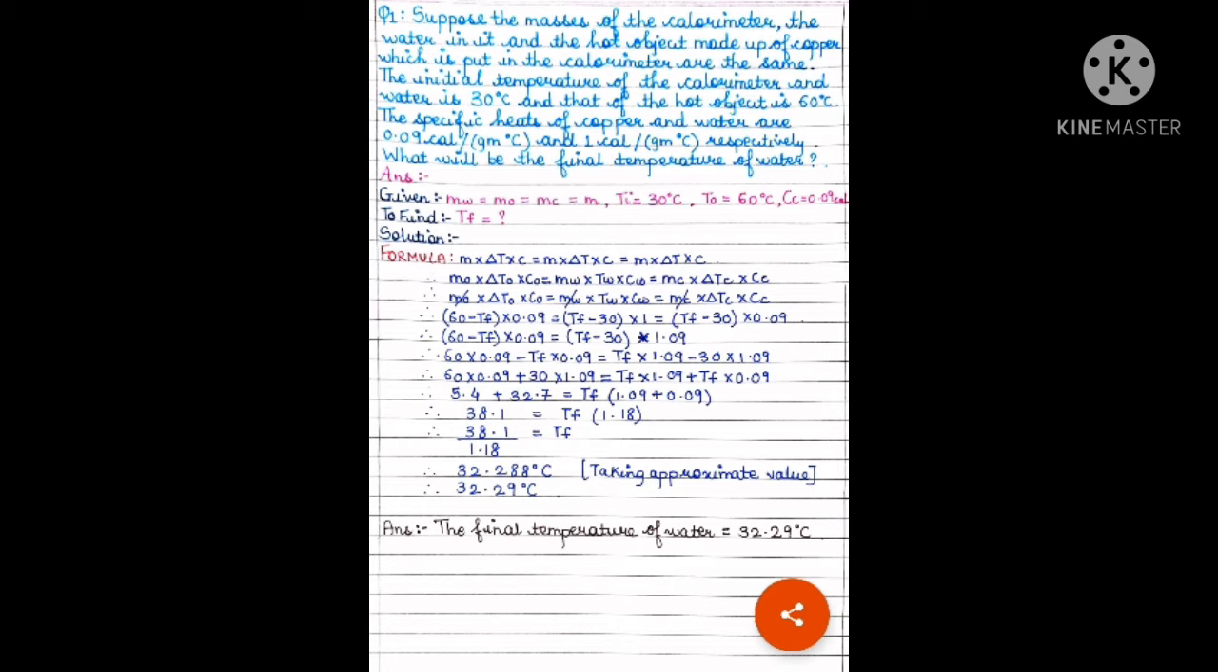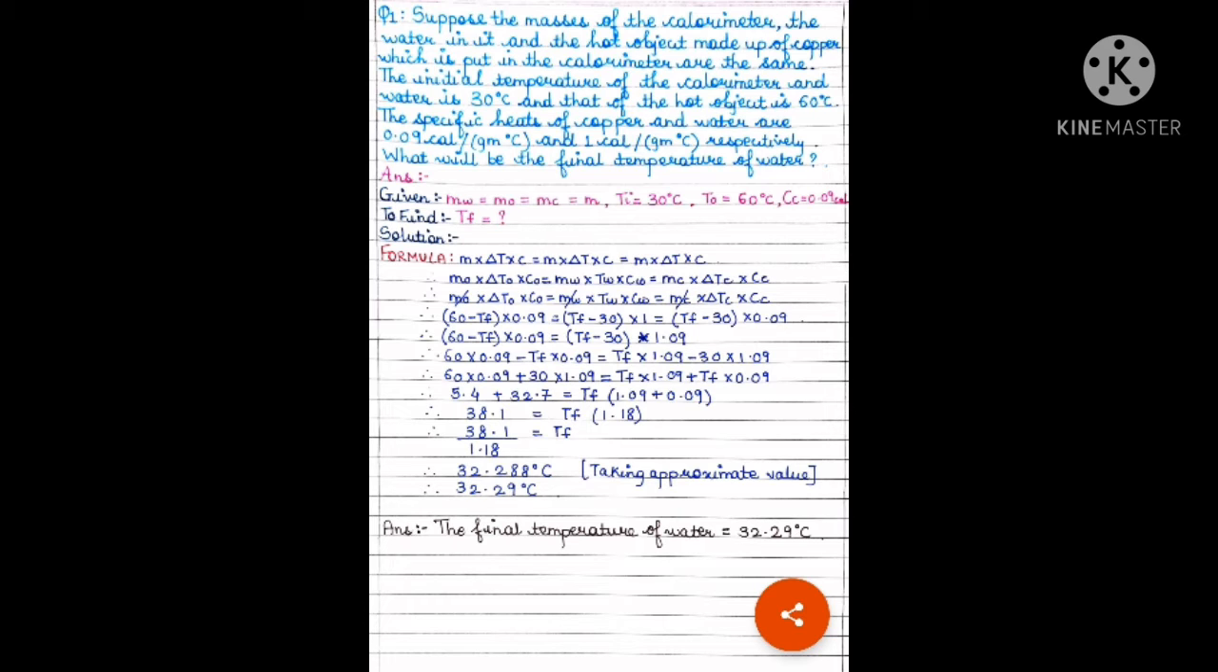So students, see the first line. Suppose the masses of the calorimeter are the same. They are saying the mass of water, mass of object and mass of calorimeter is the same. So we will write it as MW is equal to MO which is equal to MC which is equal to M. MW is mass of water, MO is mass of object, MC is mass of calorimeter. So we are denoting all three by the letter M.